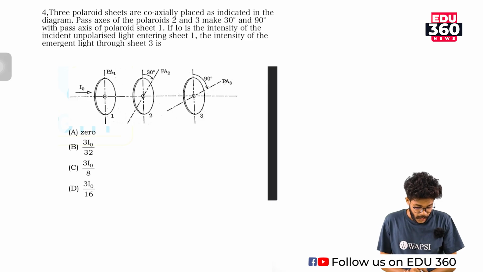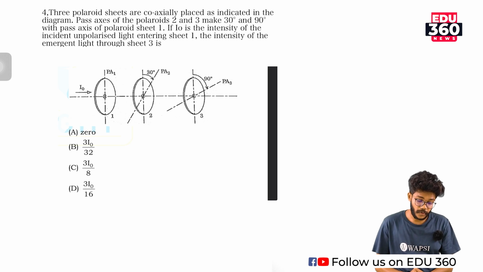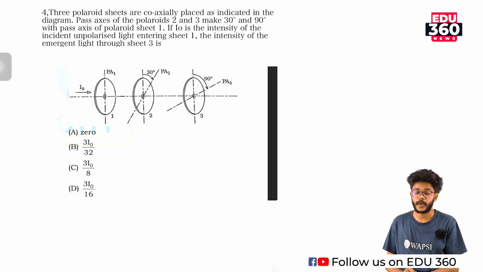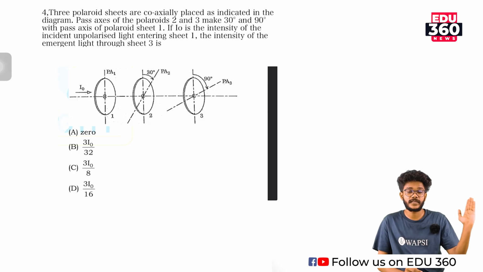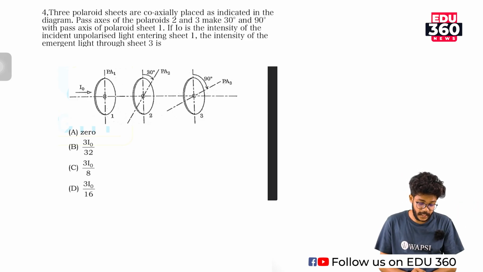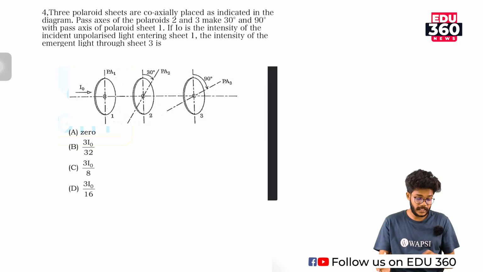If I0 is the intensity of the incident unpolarized light entering sheet 1, the intensity of incident light is I0. We have to calculate the intensity of the emergent light through sheet 3.